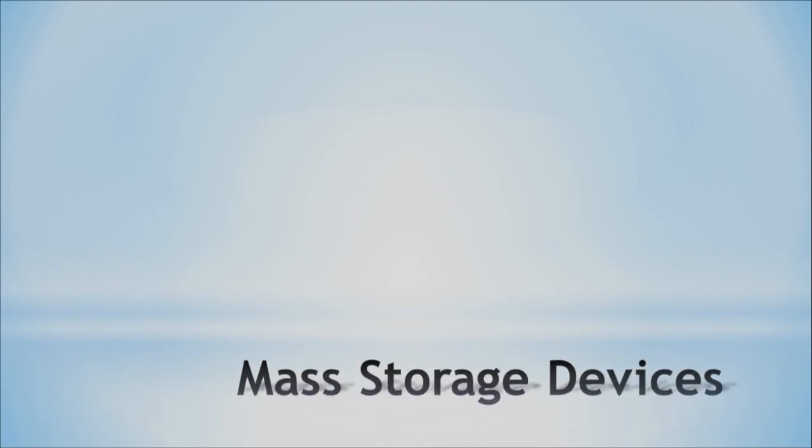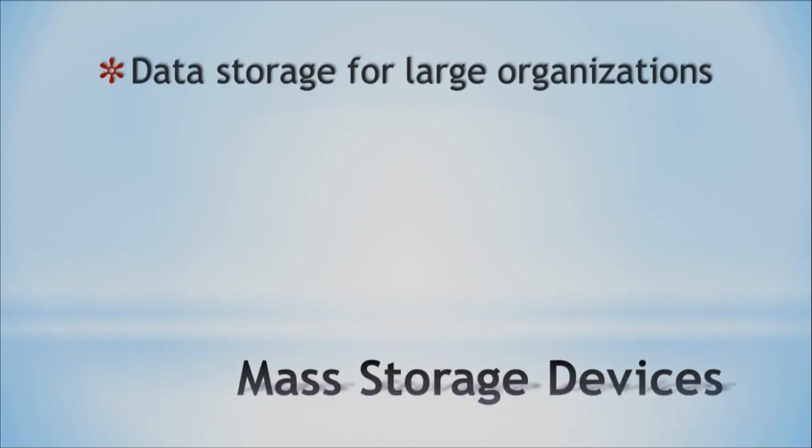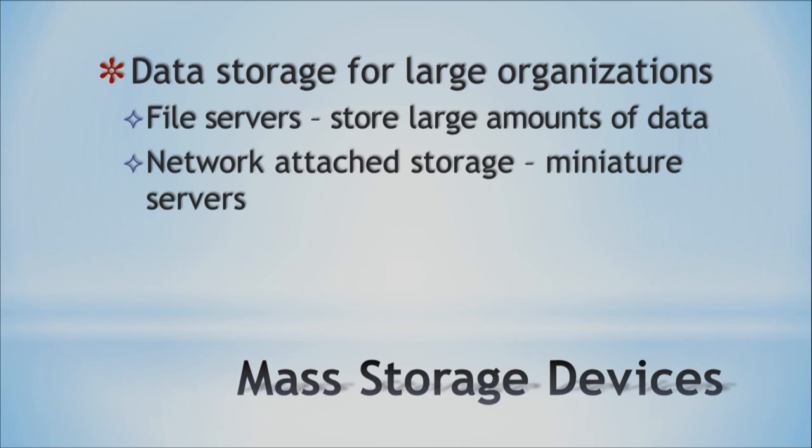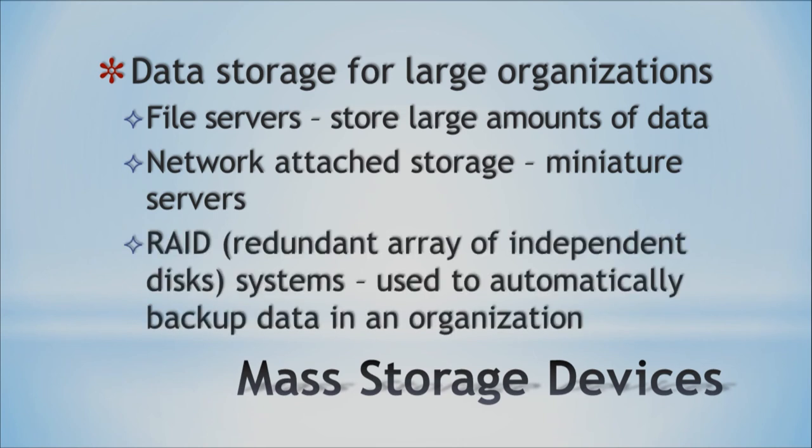Okay, last but not least, in large companies they have what's called a mass storage device. It's data storage that stores large amounts of data, like a file server. Another example is network attached storage, like a miniature server. And then you might have RAID, a redundant array of independent disks, that's used to automatically back up storage in a large organization. Okay, so that's all I've got to say about secondary storage, and we'll mosey on to our next topic. All right.